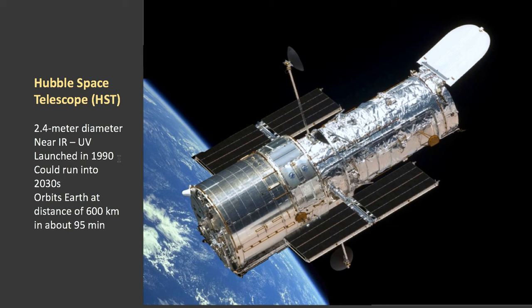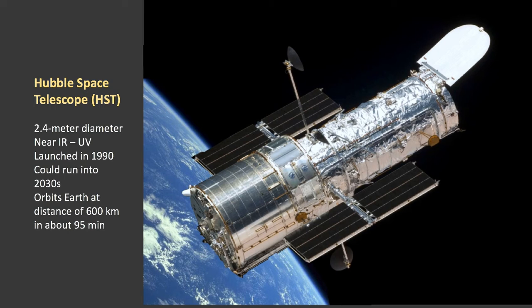It orbits the Earth at a distance of about 600 kilometers, and it goes around every 95 minutes. So that's how long its orbit takes, 95 minutes to go around the whole globe. So you can imagine it's traveling through space really, really fast. So the Hubble Space Telescope, sort of the most famous telescope.